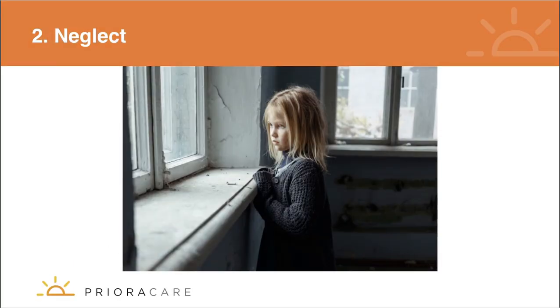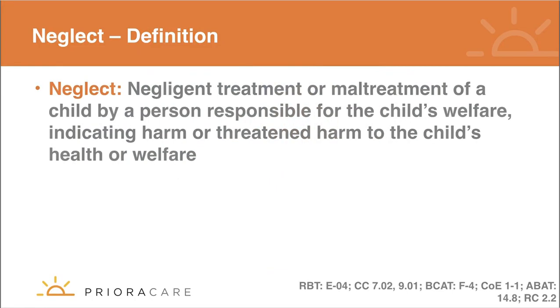Now we will review the definition and signs of neglect. Neglect can be defined as negligent treatment or maltreatment of a child by a person responsible for the child's welfare, indicating harm or threatened harm to the child's health or welfare. Neglect can be categorized as severe neglect and as general neglect. First, we will define severe neglect.